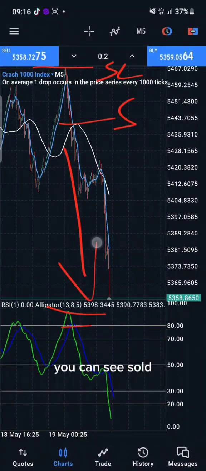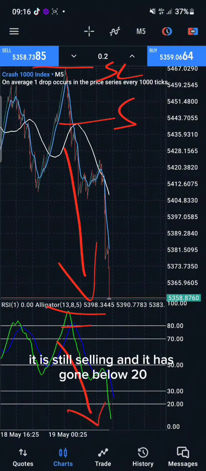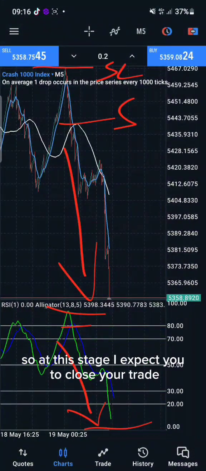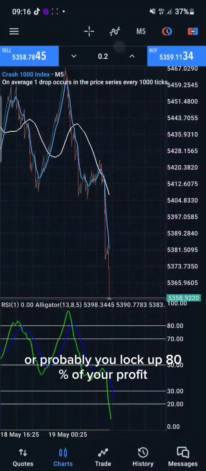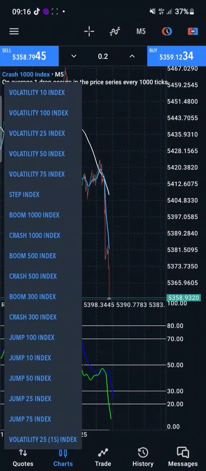You can see it sold, and of course it is still selling, and it has gone below 20. So at this stage I expect you to close your trade, or probably lock up 80% of your profit at that particular point. Okay, now let's move on.